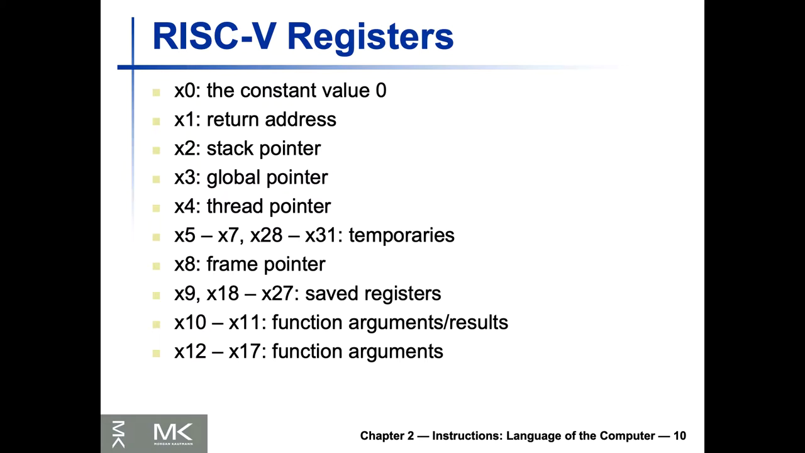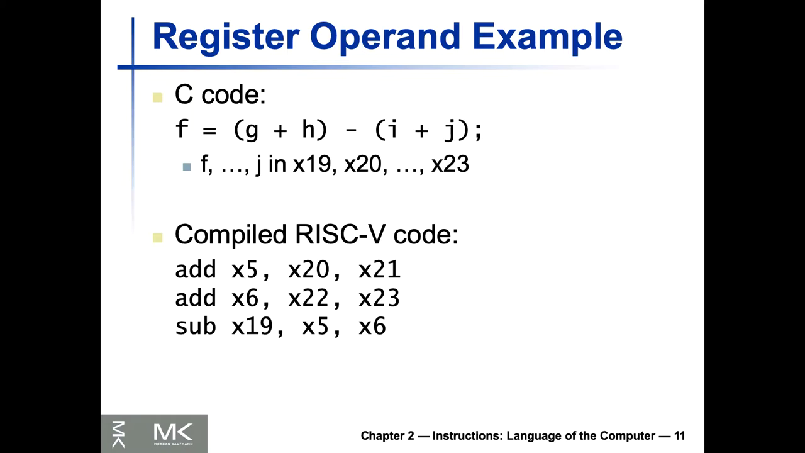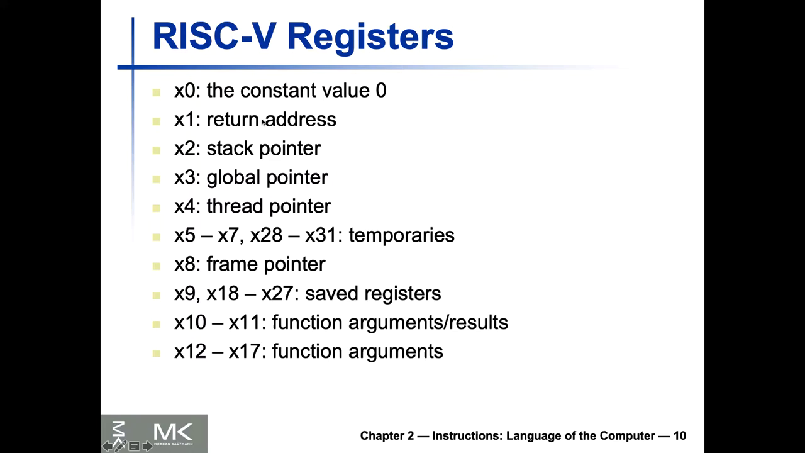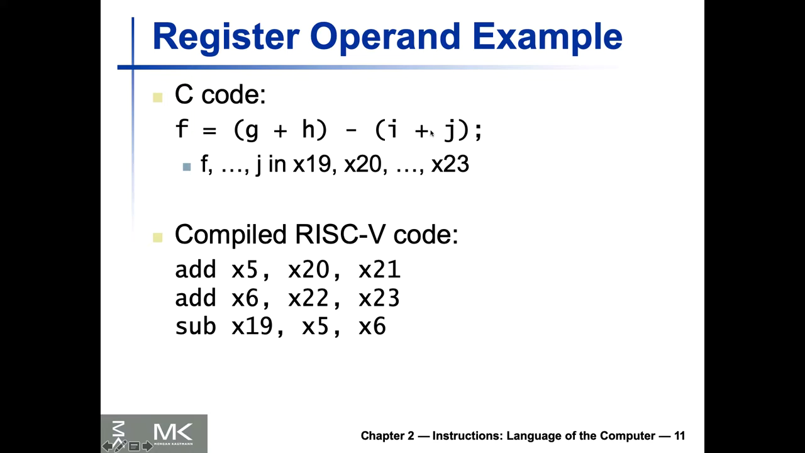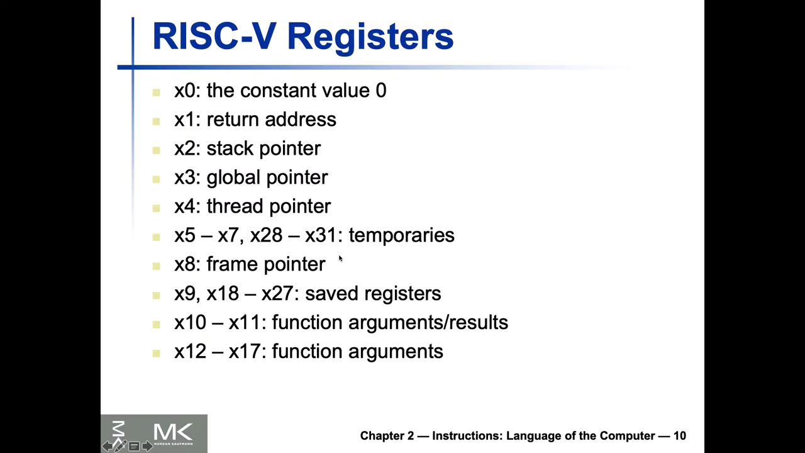All right. So let's see another example. The old code that we had: f is equal to g plus h minus i plus j, right? Now you see that the compiled RISC-V code is going to use x5 and x6, because x5 and x6 were in the temporaries, right? So if we need to store temporary results for these two, the result of this and the result of this, we can use x5 and x6, right? And then x19, you come back and see, where is it? Yeah, for the saved registers. And that's for that, okay?